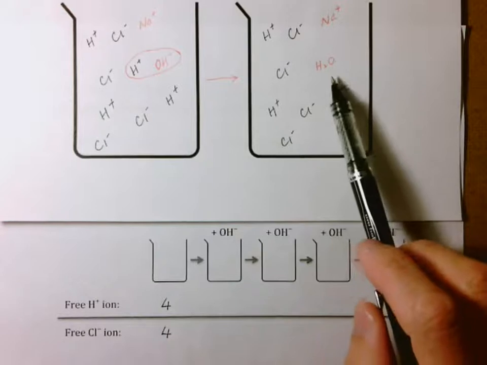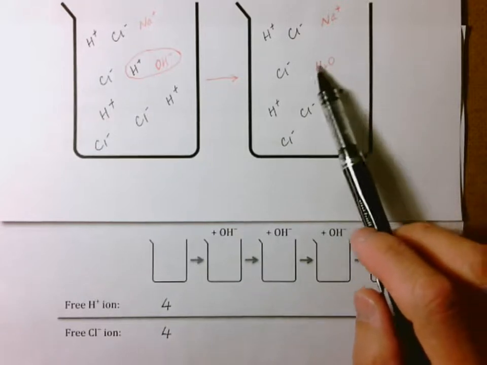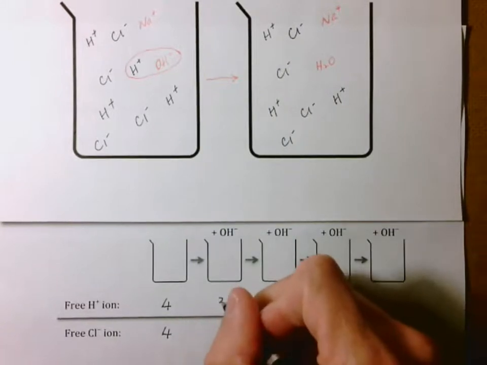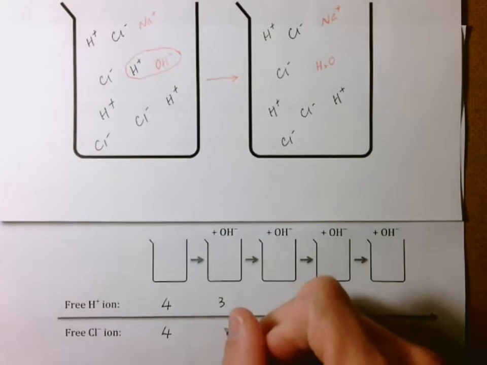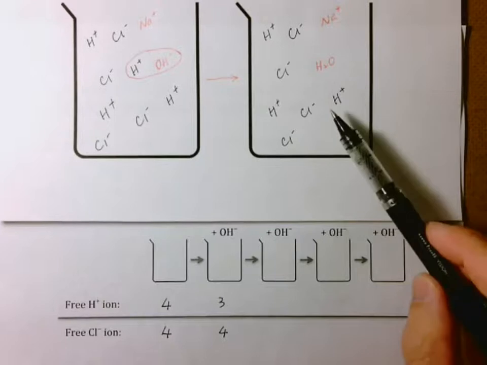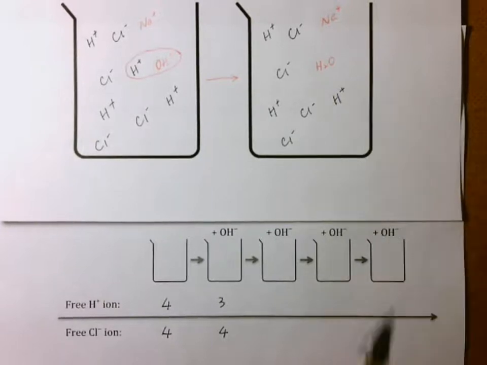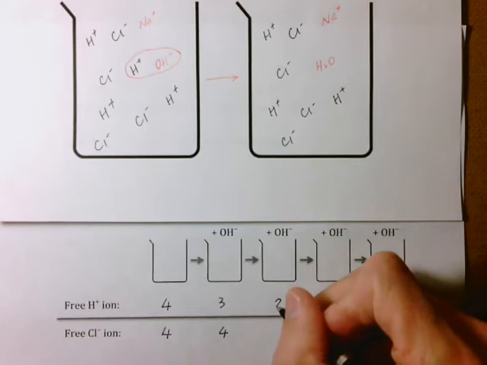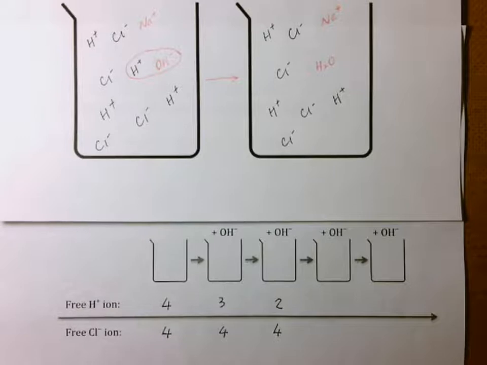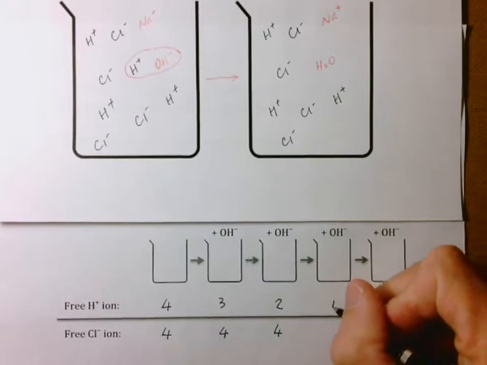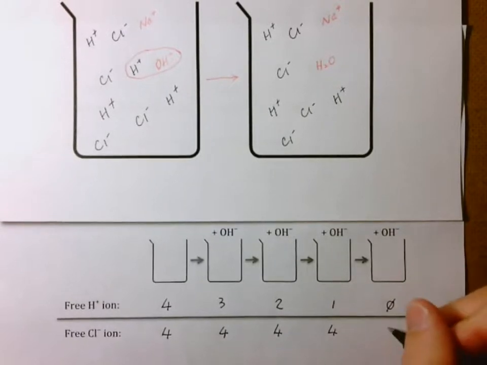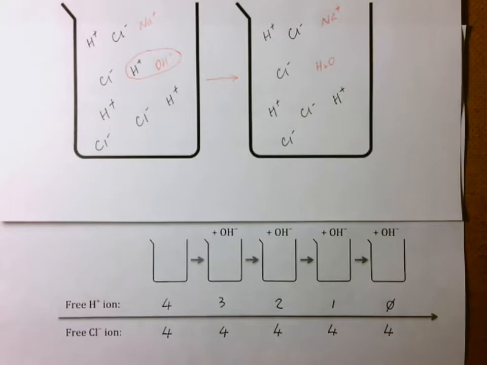So after I add 1 hydroxide, you realize that one of them becomes water. So you have 3 H pluses, but you still have 4 chloride. If you keep adding more hydroxide, another H plus is going to react, so you have that down to 2, but the number of chloride is never affected because they were free to begin with. So you keep going. Eventually, it will be completely reacted.